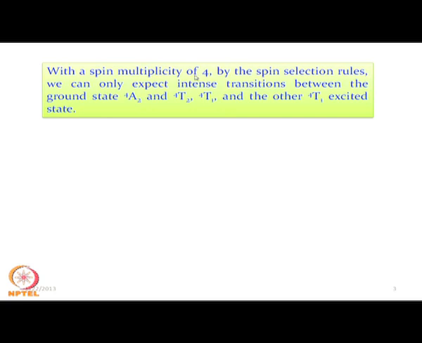So, when we have a different type of spin multiplicity, say for chromium 2+, if we have a corresponding spin multiplicity equal to 4, which is different from the vanadium case where the spin multiplicity was 3. So, from the spin selection rules, we can only expect that intense transitions can only take place between the ground state 4A2 and the excited states of 4T2, 4T1 and other 4T1 excited states if it is originating from other excited levels.